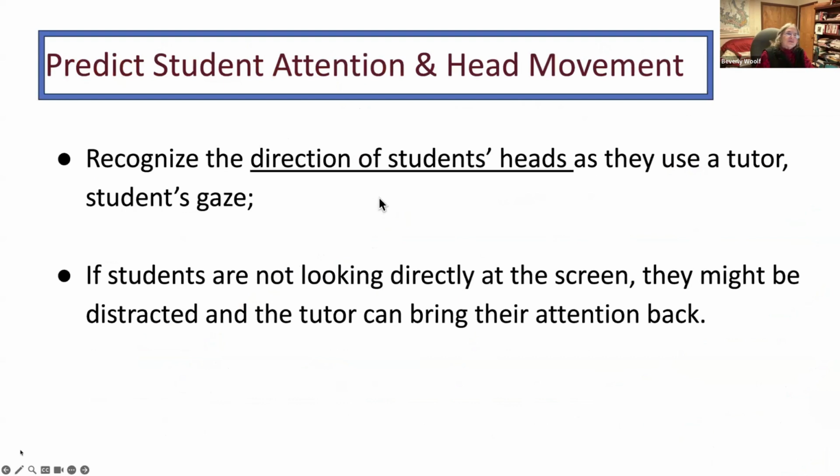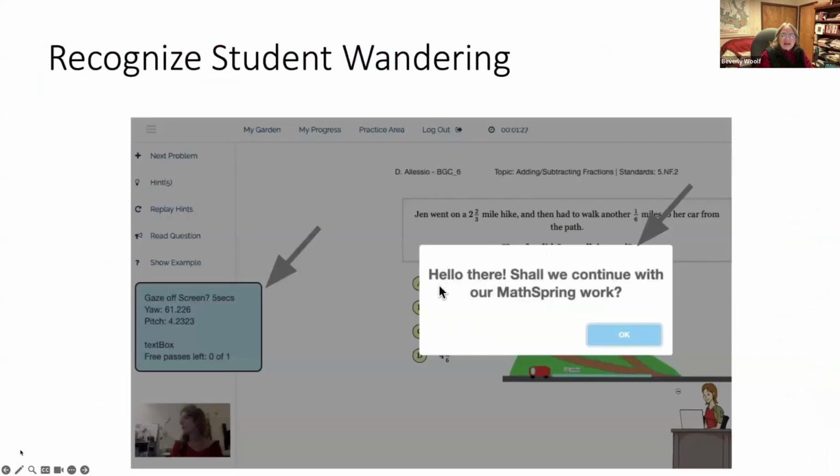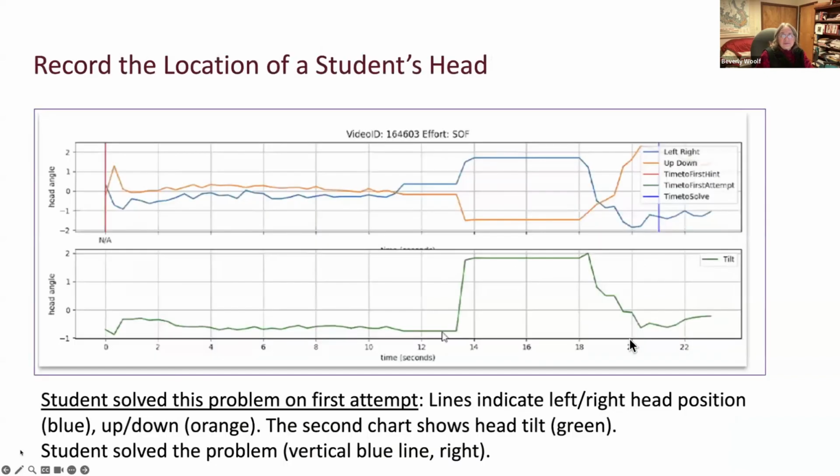And then we're also, this is going back to what you saw before, we predict student attention as they use the tutor. So if there's somebody starting to look up, we can recognize that. And we say, hello there. And this one's looking off where she's gazing. Hello there. Shall we continue now?